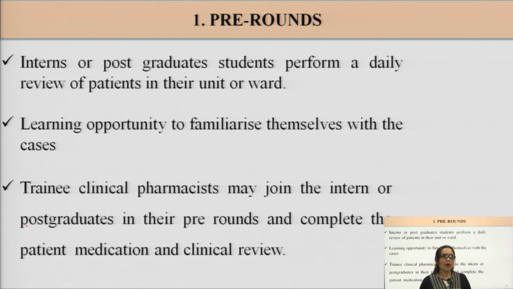Then trainee clinical pharmacists may join the interns or postgraduates in their pre-round and complete the patient medication and clinical review, right. So, the trainee clinical pharmacist may also join the intern and postgraduate students in their pre-round and complete the patient medication and clinical review. They will go through what the patient has taken and what he or she has to take, what the current condition is and what the previous condition was; likewise they will take care of all these things, right.